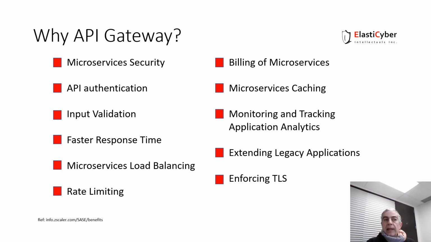Rate limiting, that means you can control it so as not to overwhelm or overload the application on the other end. The billing of microservices is another thing. So you can bill with the API, the metering. The microservices caching raises speed and performance. Monitoring and tracking application analytics is again another feature of the API gateway.